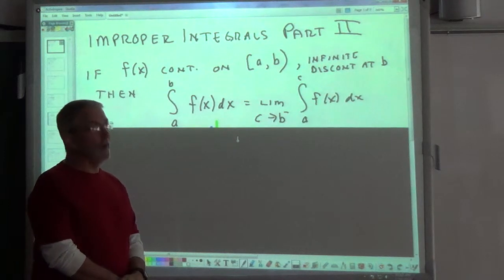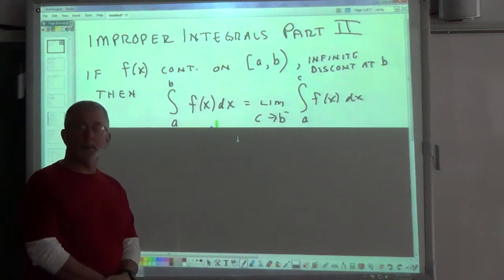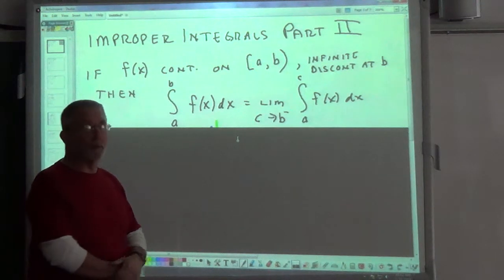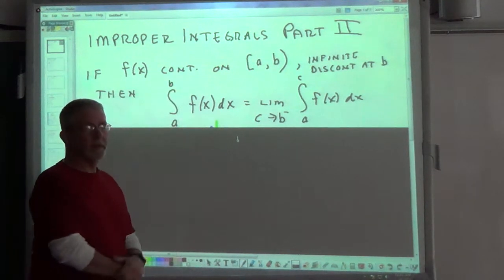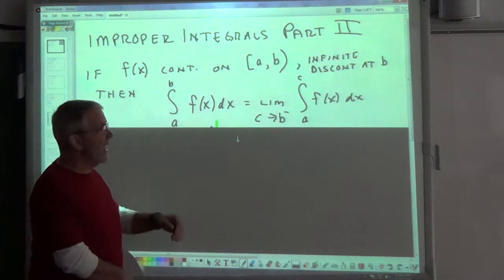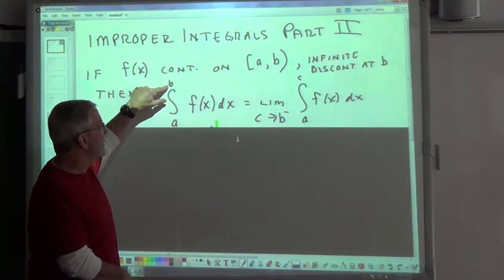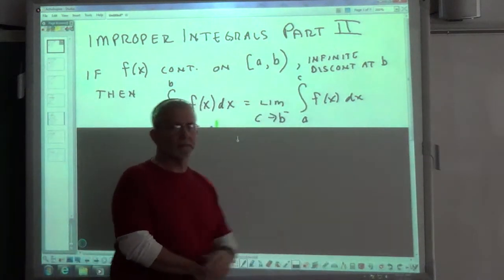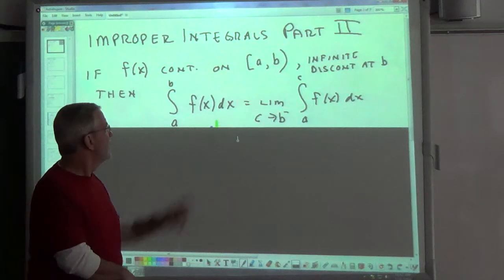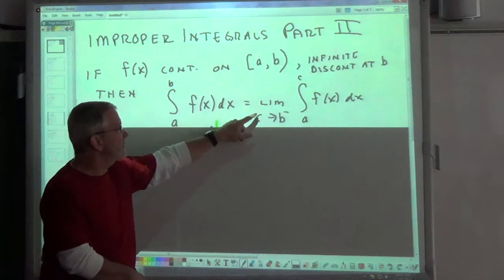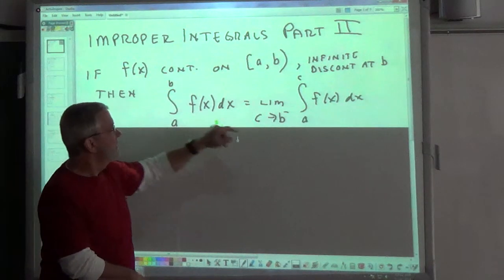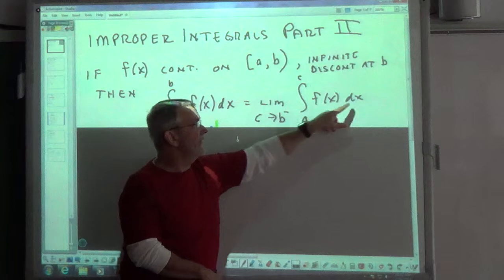Yesterday, on part 1, we defined an improper integral where one of the limits or both were infinity. Here we have kind of the same thing: an infinite discontinuity at one of the limits, and that's at b. So this improper integral from a to b of f of x dx is equal to the limit as c approaches b from the left of the integral from a to c of f of x dx.